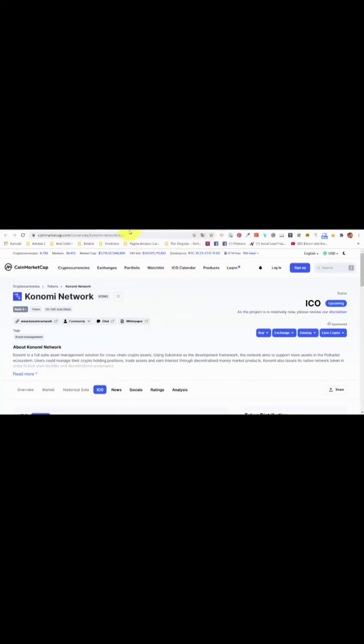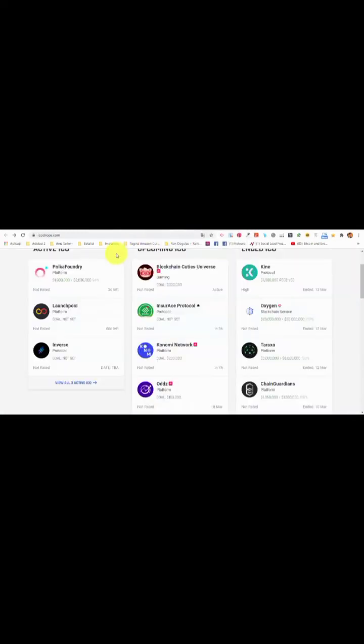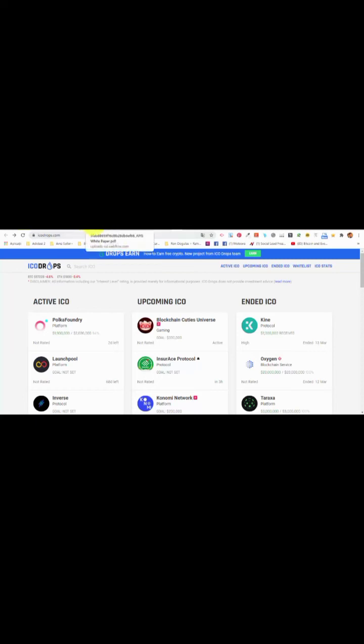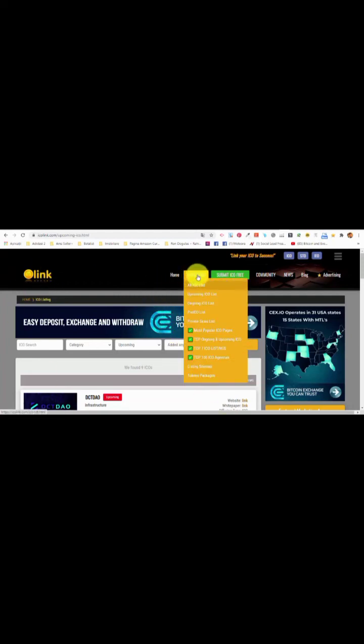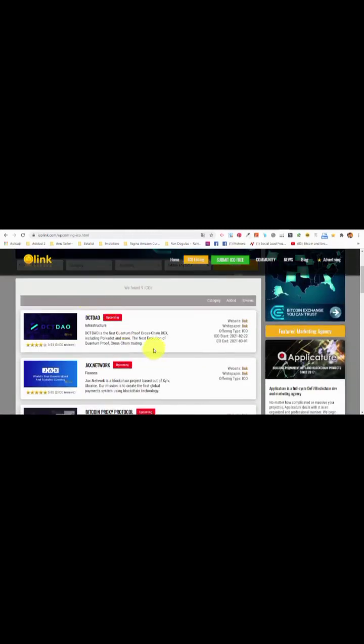Another one is, let's see, Chainlink. ICO Drops, which is pretty interesting. It doesn't have as many ICOs announced as the other one. And we also have ICO Link, again another platform that you can check out. You can see ICO listing here in the menu, upcoming ICO, ongoing, pre-ICO list, and so on. So you can see what projects are upcoming here.